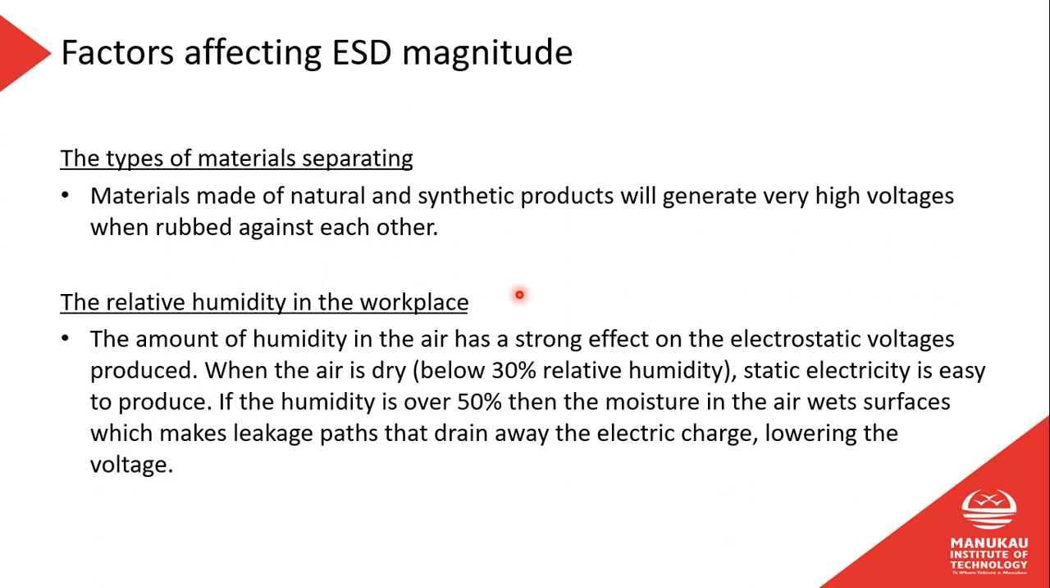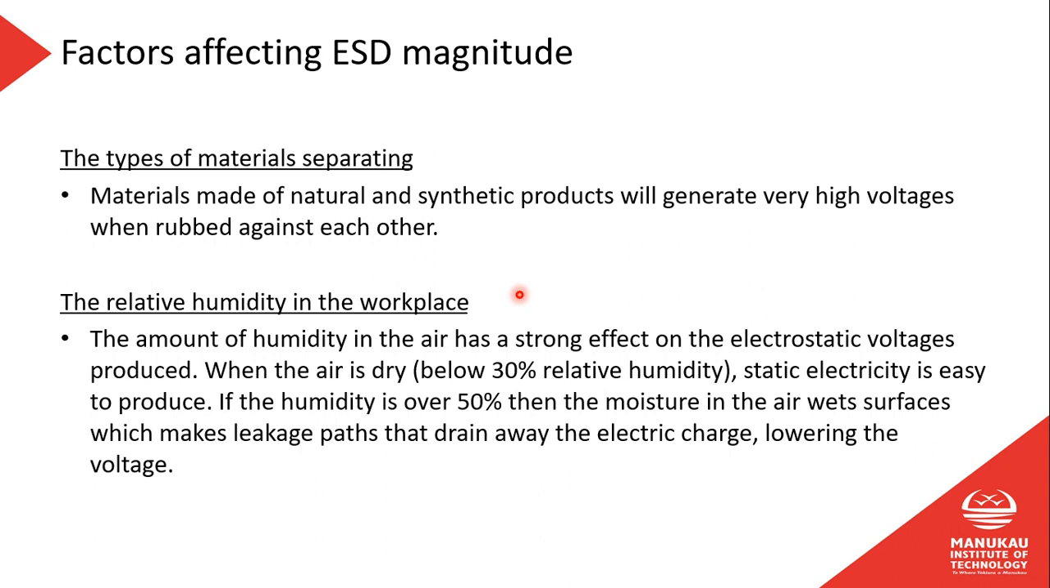Type of material, yeah, obviously different things can generate different voltages, and they will generate different voltages when touched and rubbed against each other. So certain materials are more susceptible to creating static with other materials. And the humidity in the air has a strong effect on electrostatic voltages. When the air is very dry, static is easy to produce. If the humidity is high, over 50%, then the moisture in the wet air creates a little bit of moisture on surfaces, which creates leakage paths that can drain away to earth.